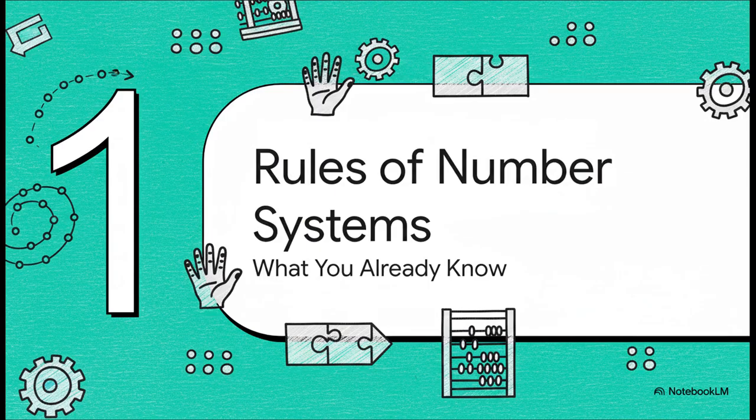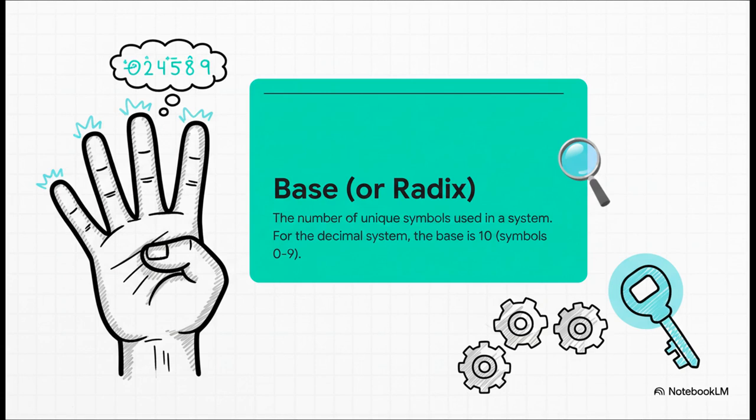All right, Section 1. Let's start with what you already know. Before we dive into all the ones and zeros, let's just lock down the main ideas using our regular everyday numbers. Seriously, once you get how our system works, you've basically got the key to understanding any number system out there. Okay, so the first big rule is something called the base, or radix if you want to get technical.